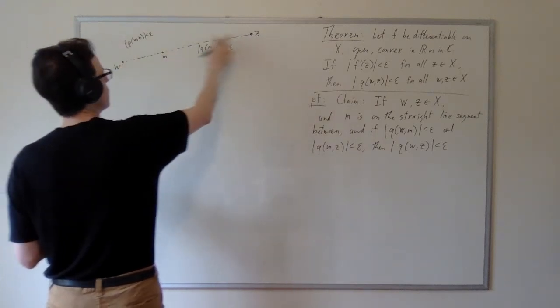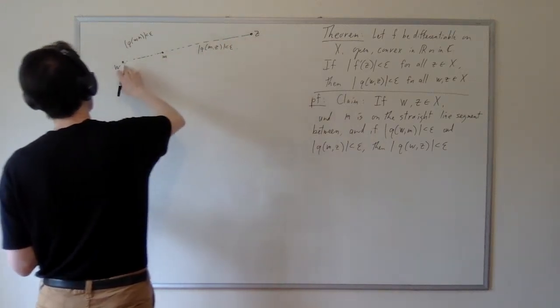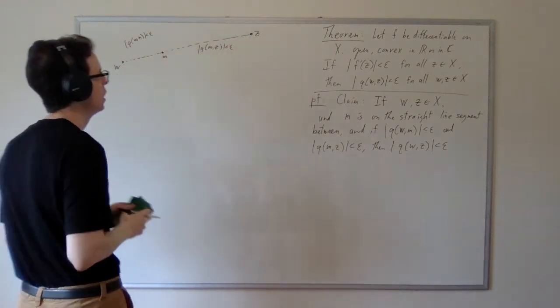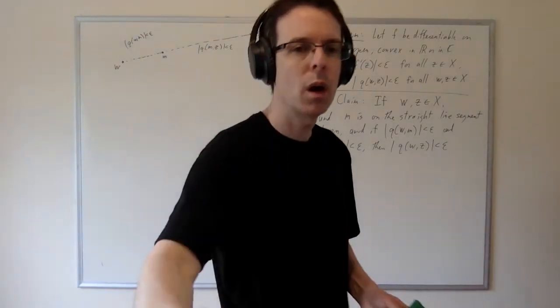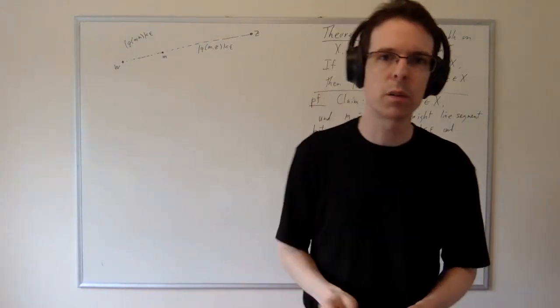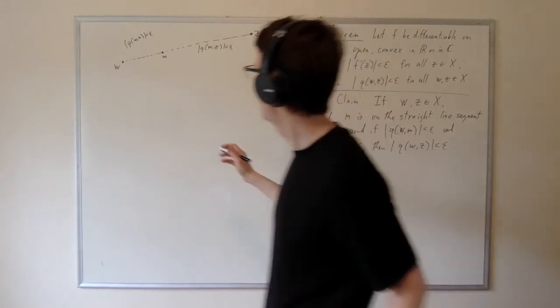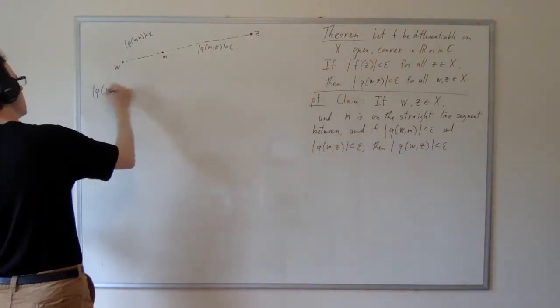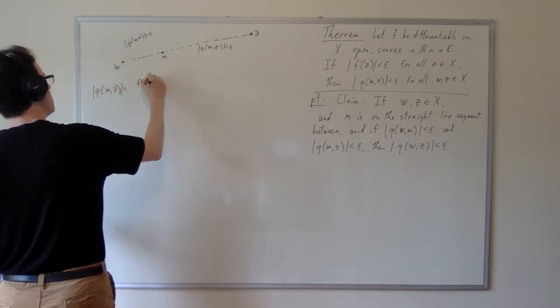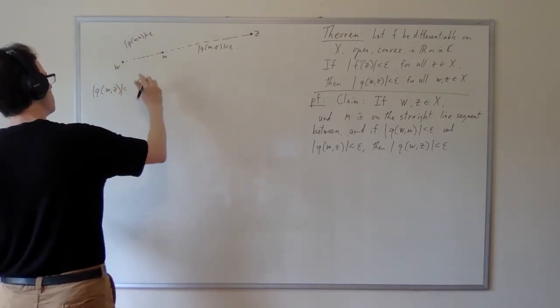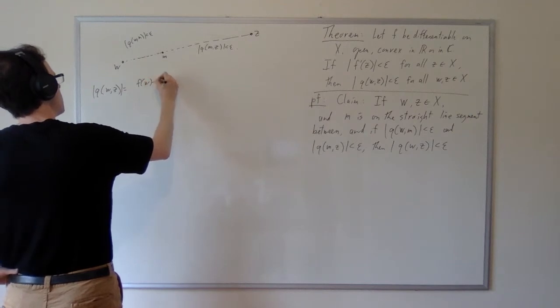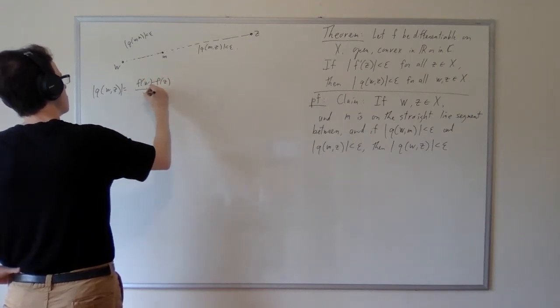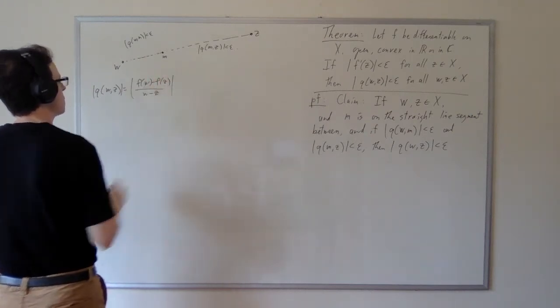And we're trying to show that the difference quotient, f of z minus f of w over z minus w, is also small. So this is actually going to boil down to basic properties of fractions. Let's see what happens. So we've got q of w, z, which is equal to, let's start with w, modulus of f of w minus f of z over w minus z.